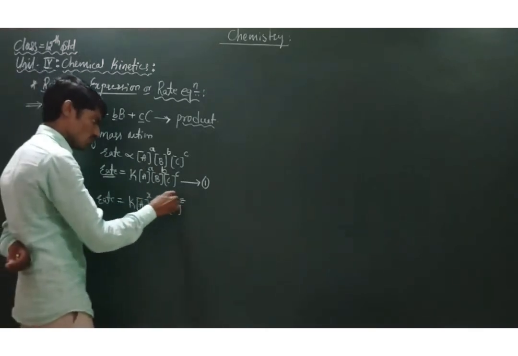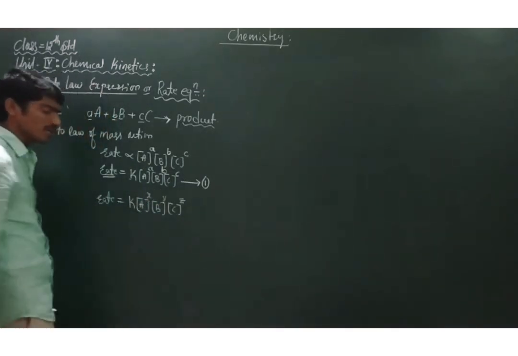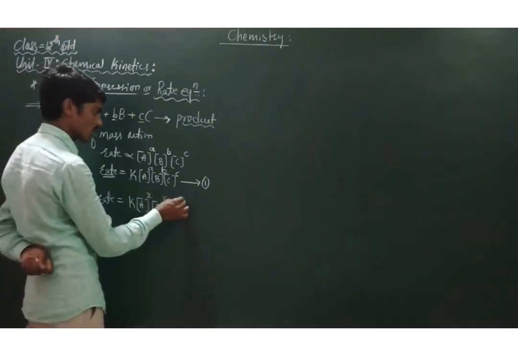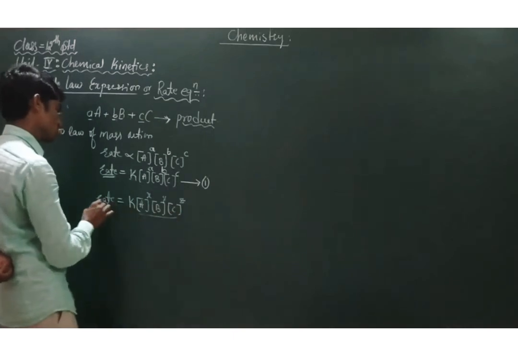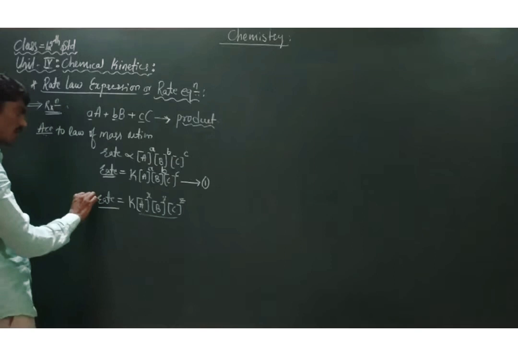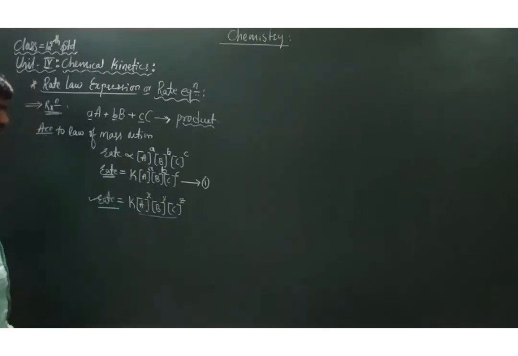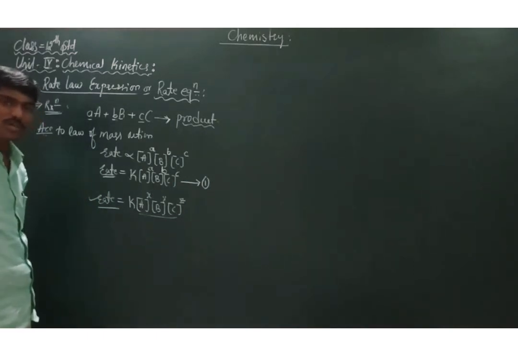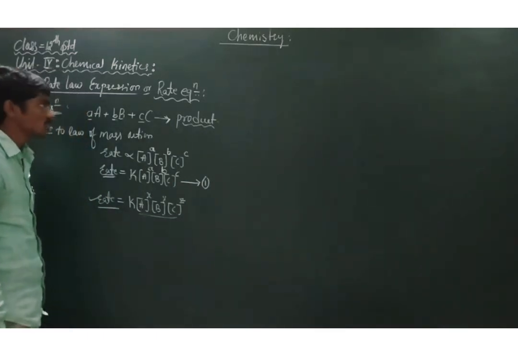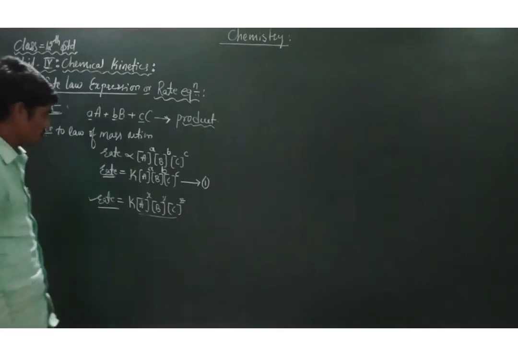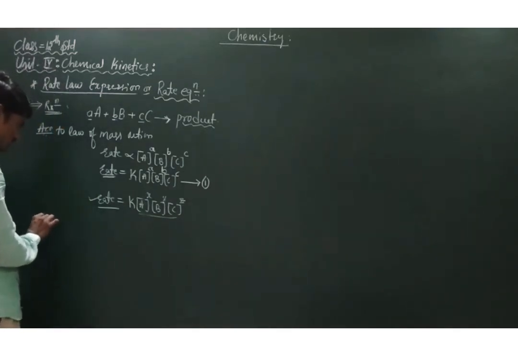These values x, y, z can be determined experimentally. From the experiments we can determine the values of x, y, z. So these concentrations give the rate of the reaction. This expression is known as a rate equation, or experimentally determined rate equation, or simply rate law expression. Let us consider some examples.